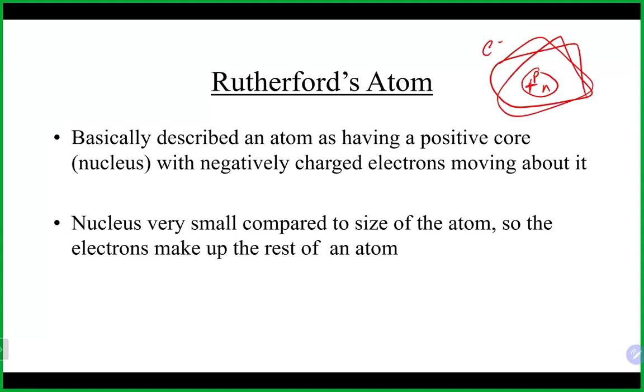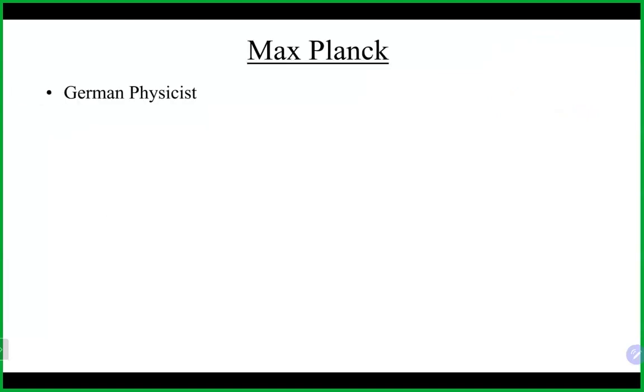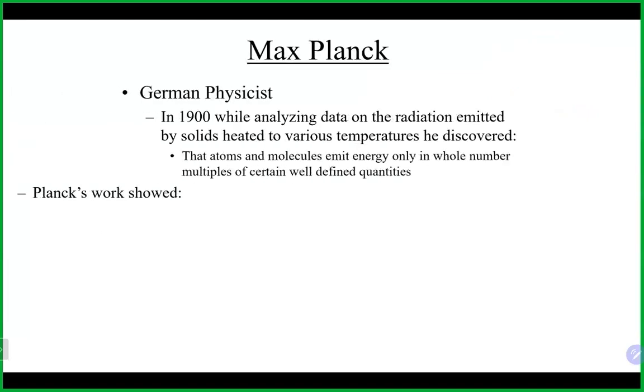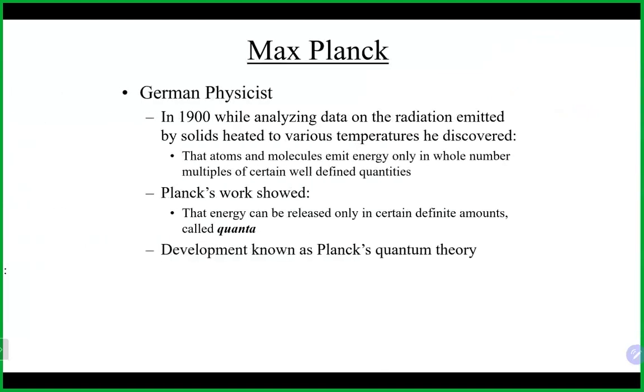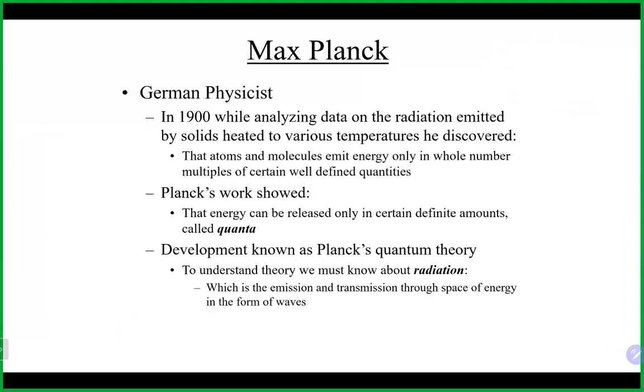As we also talked about, the nucleus is a very small size compared to the rest of the atom where the electrons are traveling. So in this chapter, we're going to talk about where electrons are found in the atom. But before we get there, a lot of the work done to understand this has to do with radiation and waves.